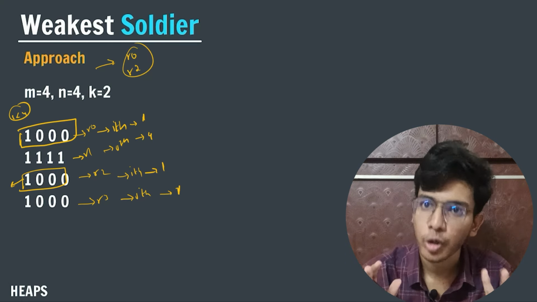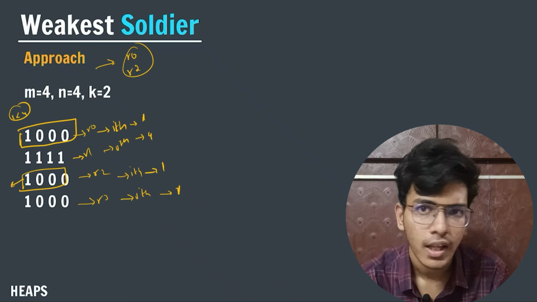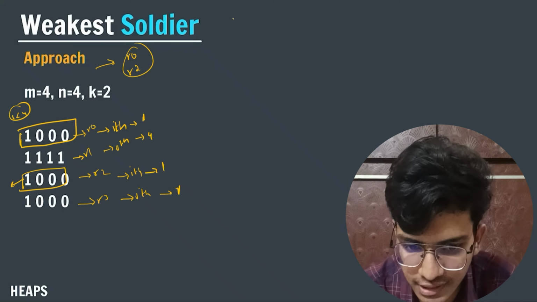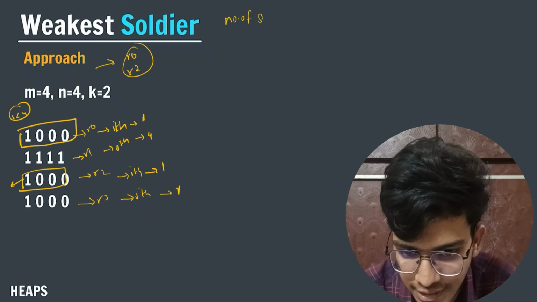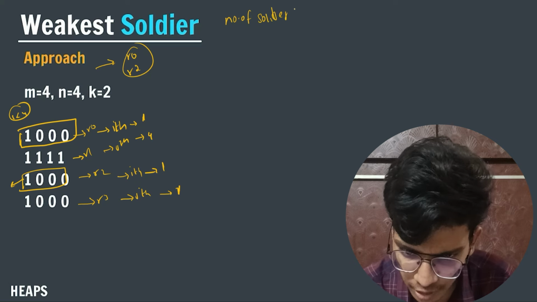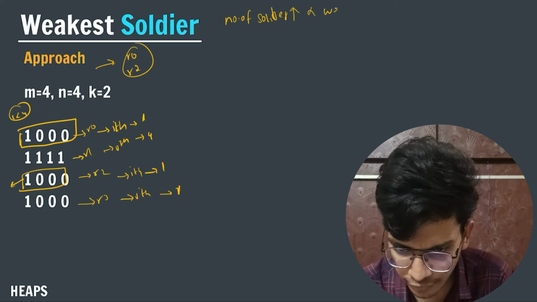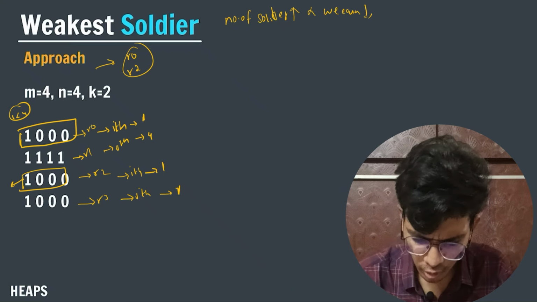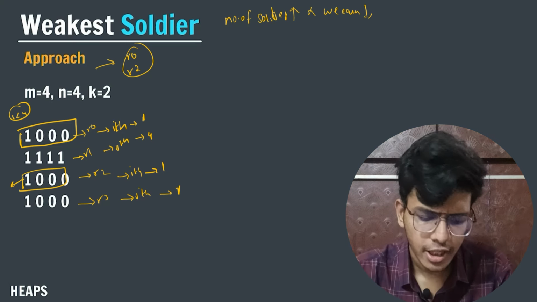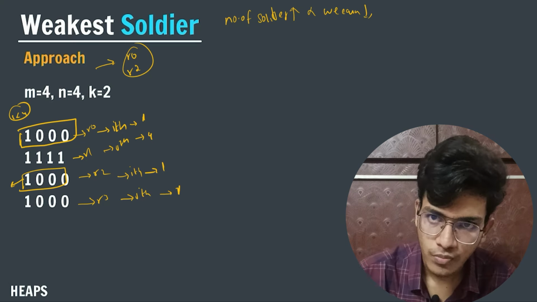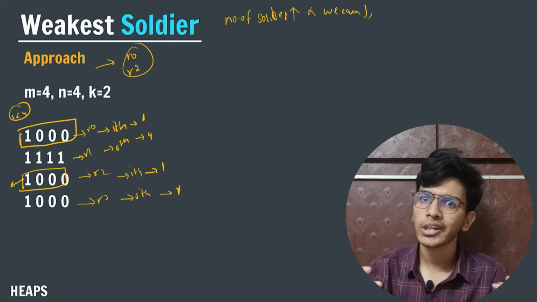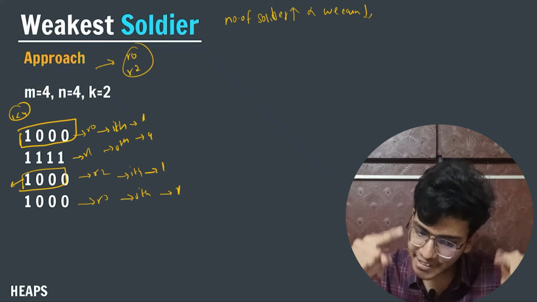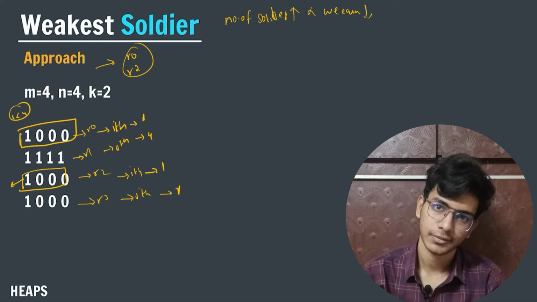Now let us talk about the approach. I hope you have understood the overall question. So can I say that if the number of soldiers is higher, then the weakness is low? For a given row, if my number of soldiers is more, then it is a less weak row, right? It is not that much weaker when compared to a row which has nil soldiers. So the weakness is totally dependent on the number of soldiers.